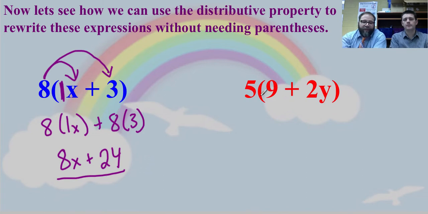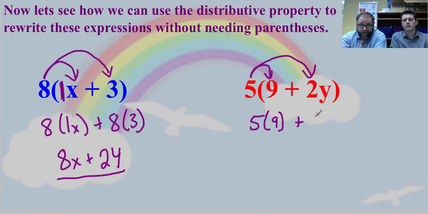Then the second example, we'll put in our rainbows again, 5 times 9 and then 5 times 2y. And then we rewrite it, it'll be 5 parentheses 9 plus 5 parentheses 2y. That's when we start doing the multiplication. The biggest mistake people make in 7th grade is they forget to do that second term. By writing it out like this, you're going to remember to do the second term.